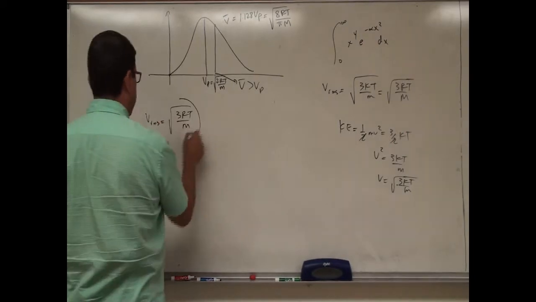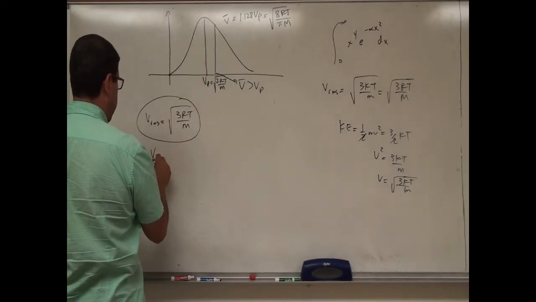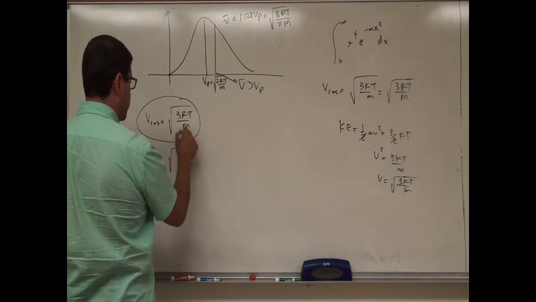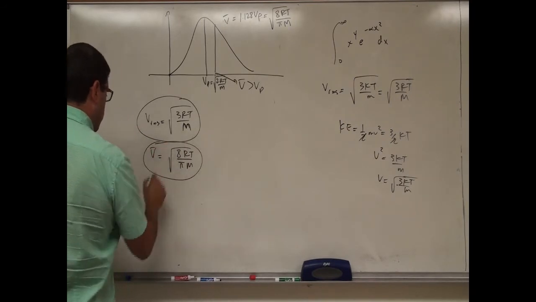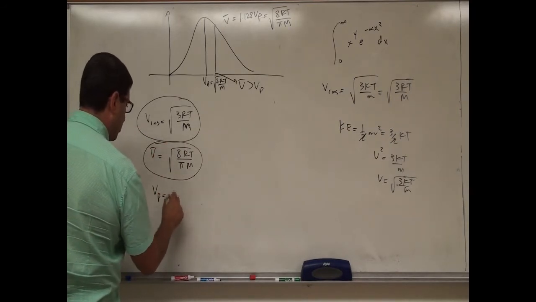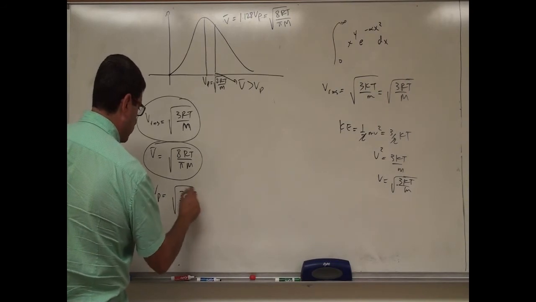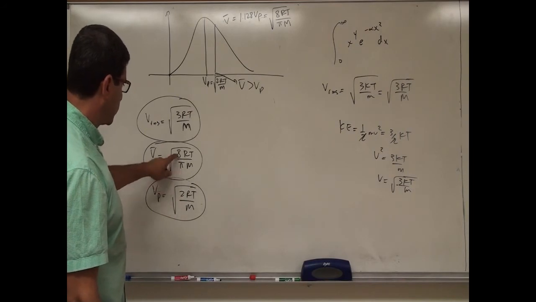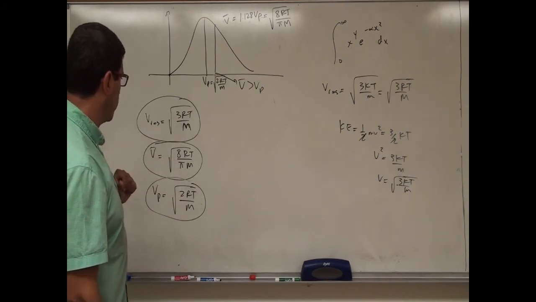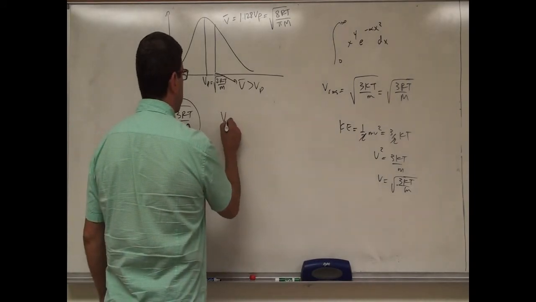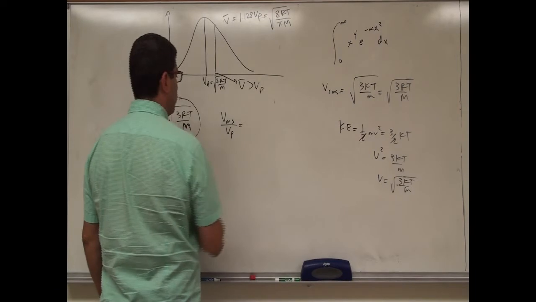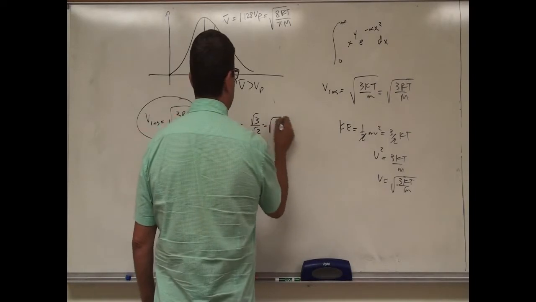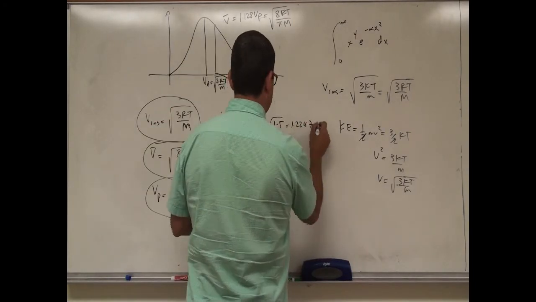So let's compare all three of them. V root mean square is the square root of 3RT over m. The average was the square root of 8RT over pi m, where m is the molar mass. And then V probable is the square root of 2RT over m. So this one has 2, right? This one has 8 over pi, and we saw 8 over pi is larger than 2, right? And then this one is 3. So if I compare V root mean square divided by V most probable, what do I get? That's going to be the square root of 3 divided by the square root of 2, which is the square root of 1.5, 1.2247.